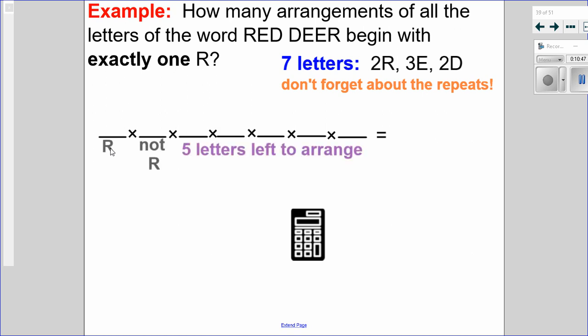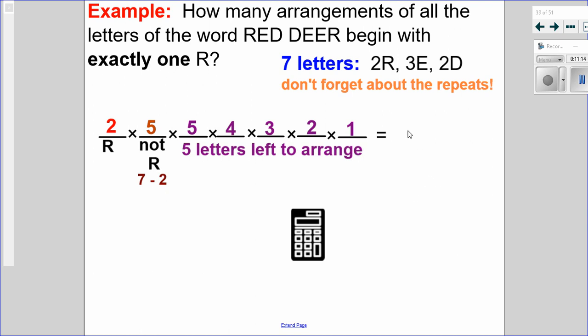So it has to begin with exactly one R. So this has to be an R. The next one can't be an R, and then I just have 5 letters left to arrange. So looking at red deer, there are 2 R's. So 2 choices for my first one. This can be anything except for an R. So 7 letters, 5 of them are not R. Take the R's out. And then I just have 5 letters to arrange. So that's 5, 4, 3, 2, 1.